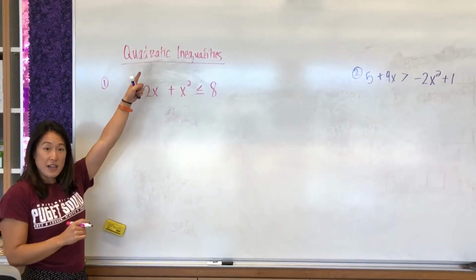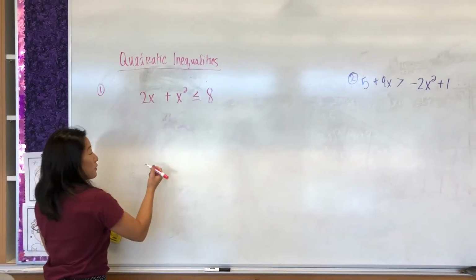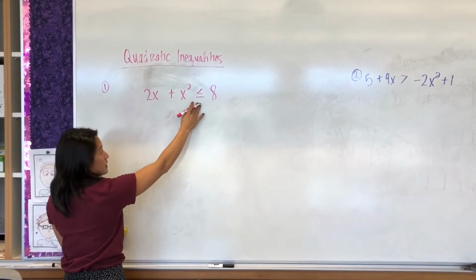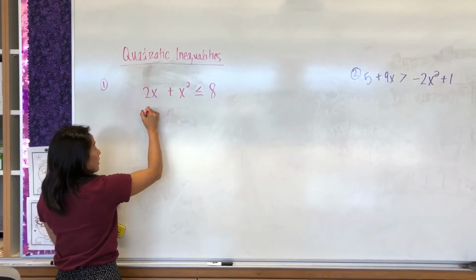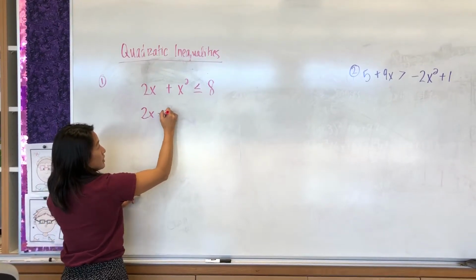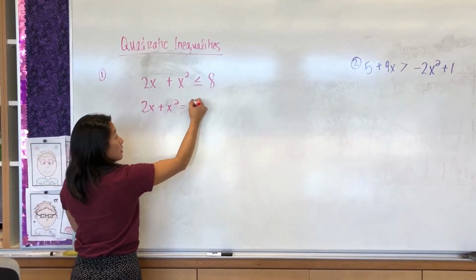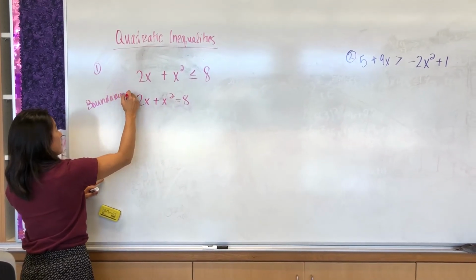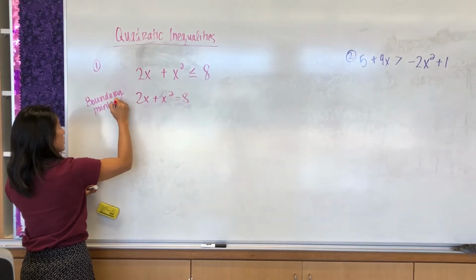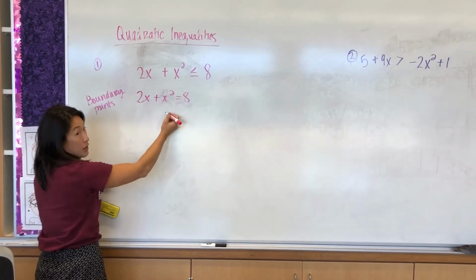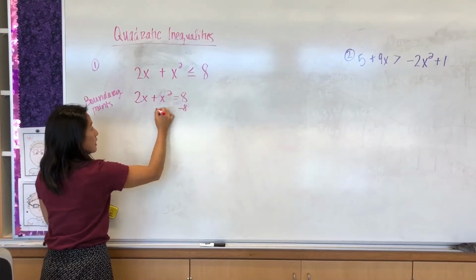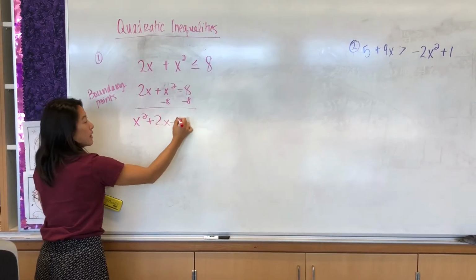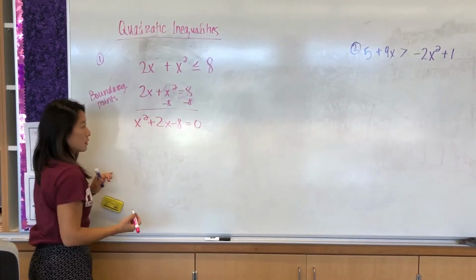We're solving quadratic inequalities. So first off, we're gonna find our boundary points. We're just gonna set this equal to 0. Actually, I'm gonna change this to an equality. Okay. So solve like a normal quadratic. So subtract 8. We get x squared plus 2x minus 8 equals 0. Rewrite it in standard form.